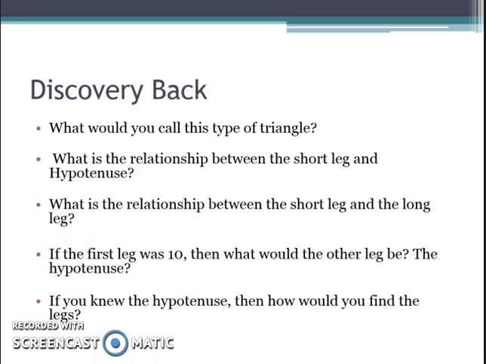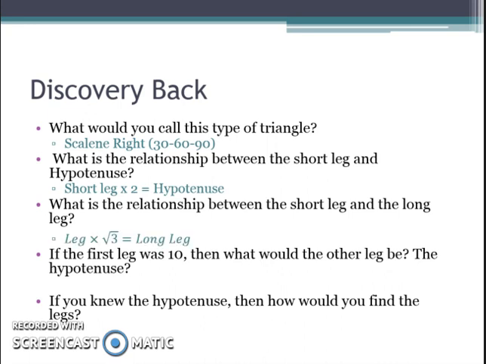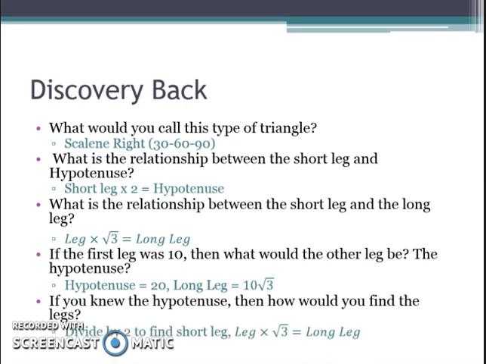If we knew the hypotenuse, to go backwards, we would divide by the square root of 2. Okay, so on the back discovery, what you should have picked up is that the type of triangle is a scalene right triangle, but better yet, we would call it 30, 60, 90. We always name it by the angles for these because they're special. The relationship between the short leg and the hypotenuse is that the hypotenuse is twice the short leg. The relationship between the short leg and the long leg is the short leg times the square root of 3. So if the short leg was 10, then the long leg would be 10 square root of 3, and the hypotenuse would be twice the short leg, which is 20. If we knew the hypotenuse, to find the other legs, we would divide by 2 to find the short leg, and then multiply by the square root of 3 to find the long leg.